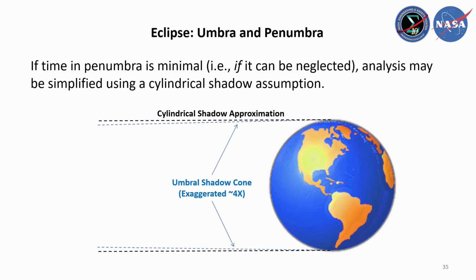Additionally, the length of Earth's umbral shadow cone is much greater than Earth's diameter, extending many hundreds of thousands of miles into space, well past the orbit of the Moon. If the time spent in the penumbra is minimal, we can simplify the analysis by assuming the eclipse region is represented by a cylindrical shadow. The difference between the conical shadow and cylindrical shadow is shown in the diagram, where here the angle of the umbral shadow cone is exaggerated by a factor of approximately 4.